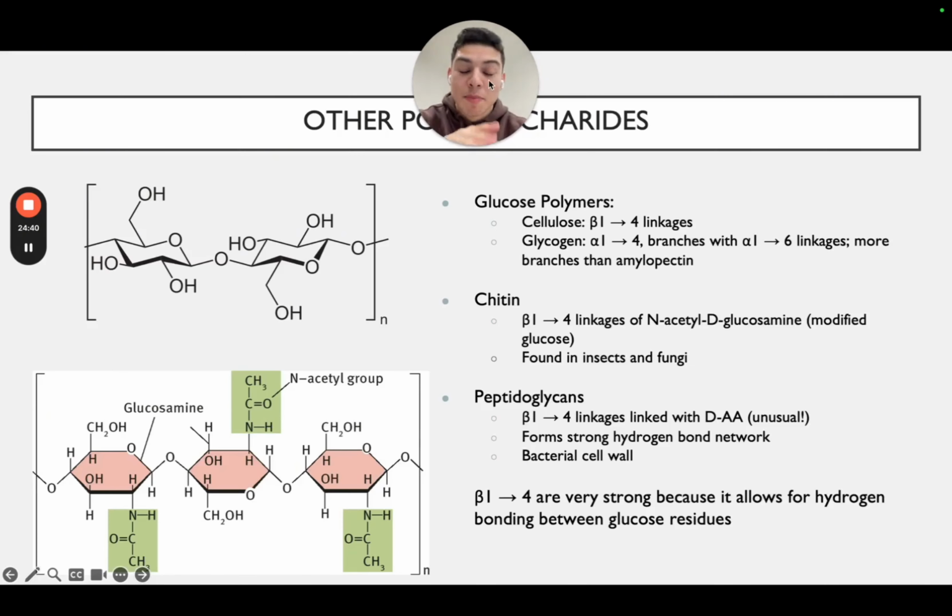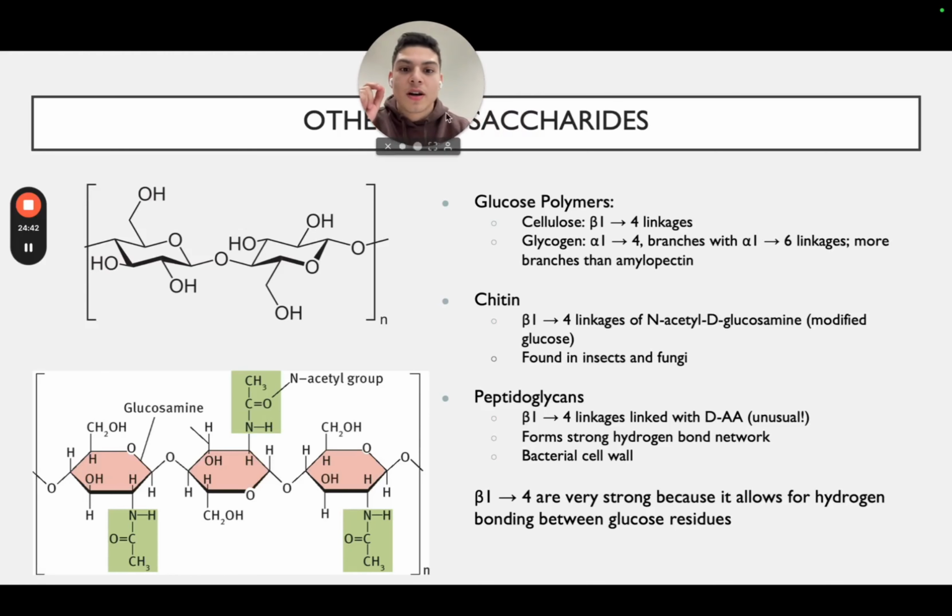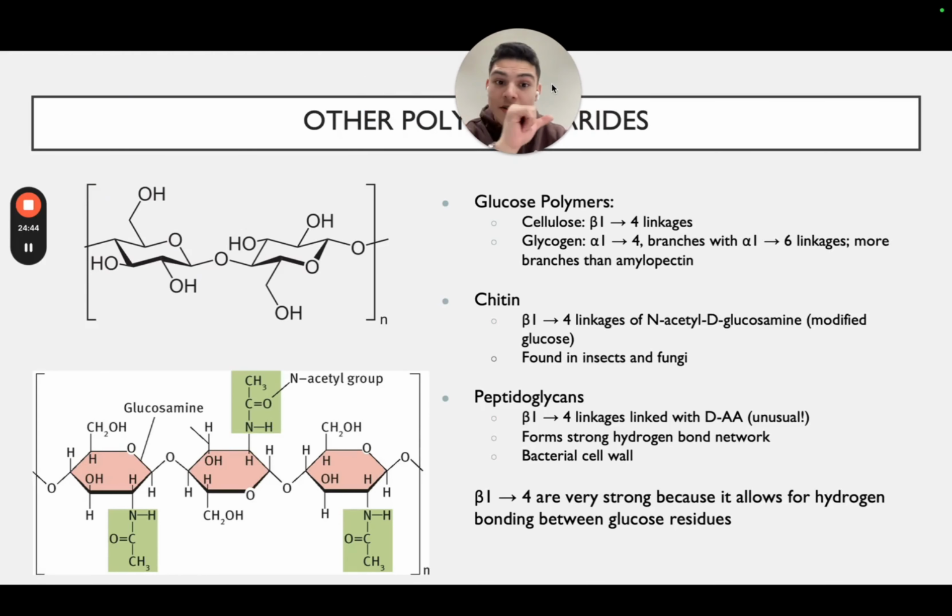So other polymers, polysaccharides that you should know, there are glucose polymers, so cellulose, glycogen. Just know their characteristic linkages. So for example, cellulose has beta 1,4 linkages, glycogen has alpha 1,4 branches with alpha 1,6 linkages. And the difference between glycogen and amylopectin is that glycogen has more branches than amylopectin.